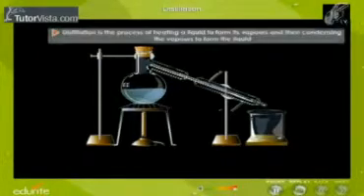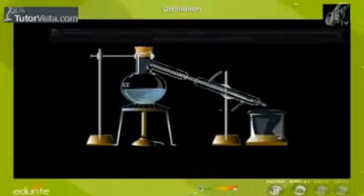Distillation. Distillation is the process of heating a liquid to form its vapors and then condensing the vapors to form the liquid. It is used to separate two or more substances present in a liquid or for purification of water.